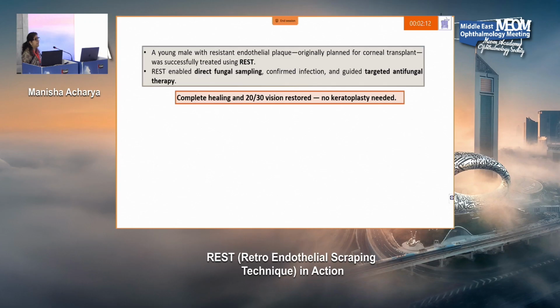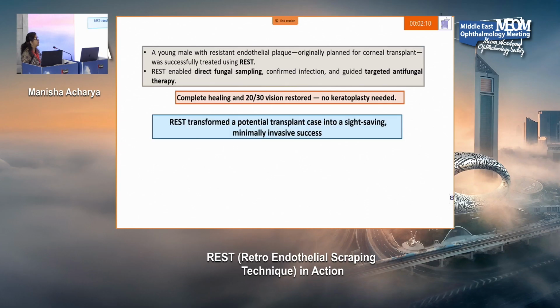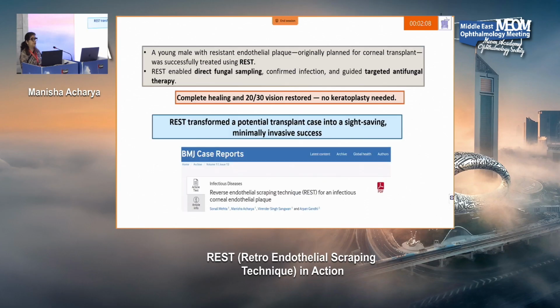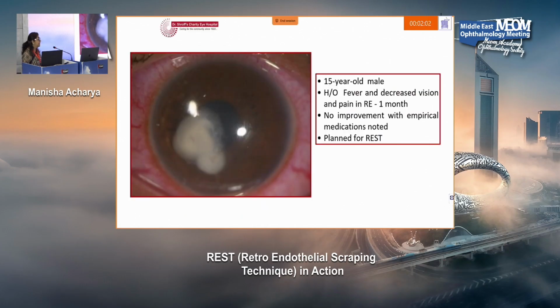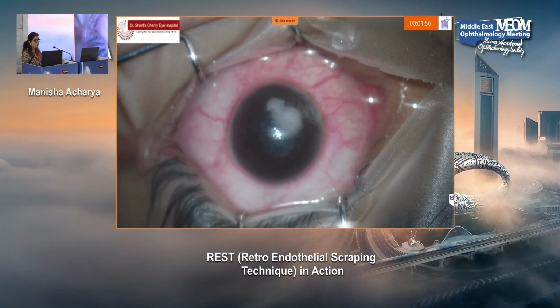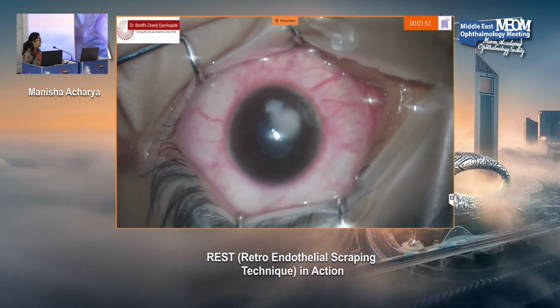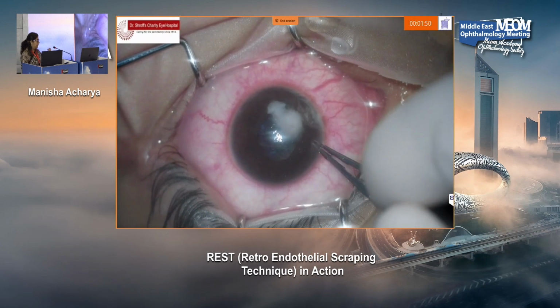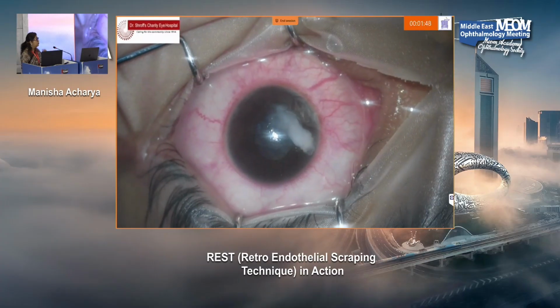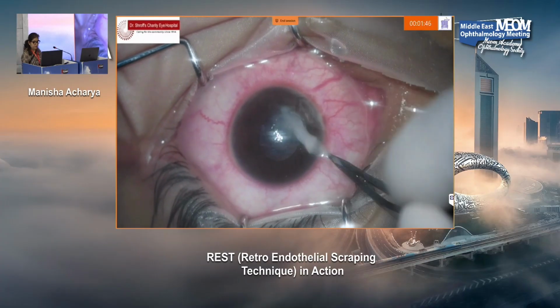So complete healing of that ulcer happened. That's the advantage of this RES, transforming a potential transplant case into a sight-saving, minimally invasive success. This was another case we had done. We started doing it not just for diagnostic purpose, but also for therapeutic purpose, trying to debulk whatever is there inside the cornea and the AC. So we started taking out the entire mass whenever we can.